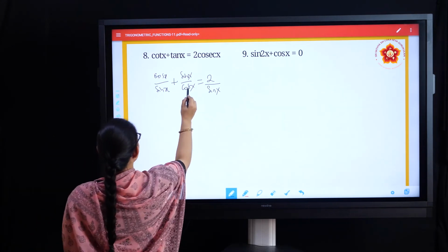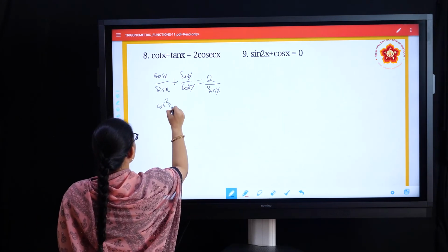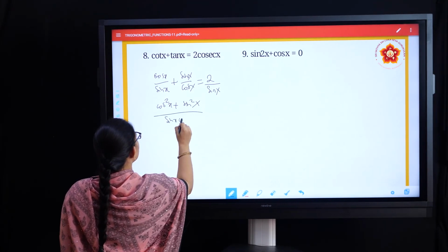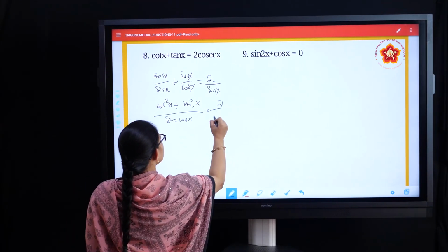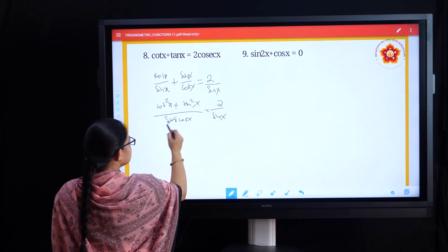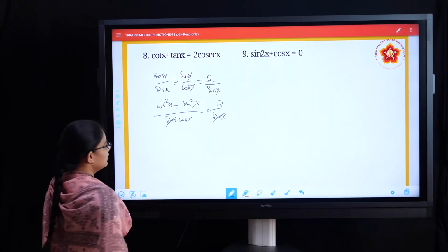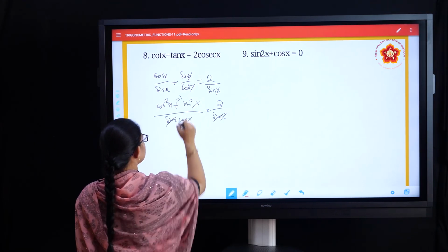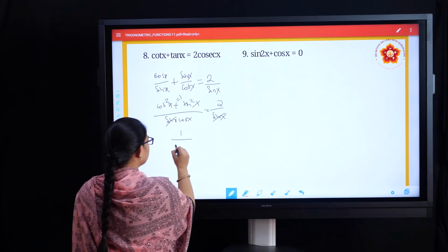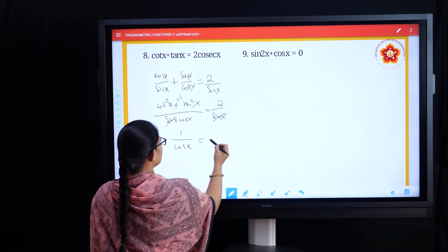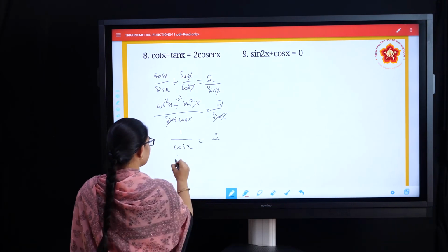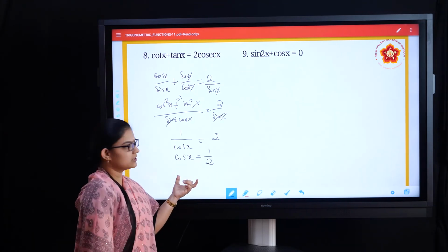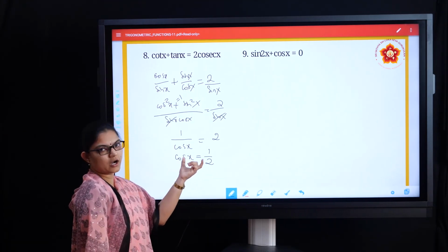Now simplify it. Cos x into cos x, cos square x plus sin square x divided by sin x into cos x, which is equal to 2 by sin x. I can cancel this sin x here, right? So what is left? Cos square x plus sin square x is nothing but 1. So I have 1 by cos x, which is equal to 2, or I can write cos x is equal to half, correct? Reciprocal. Cos x is equal to half.